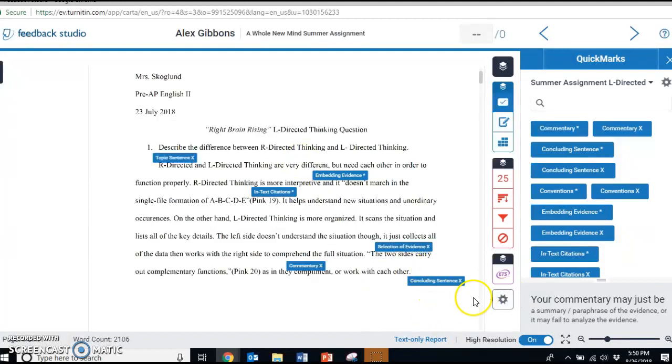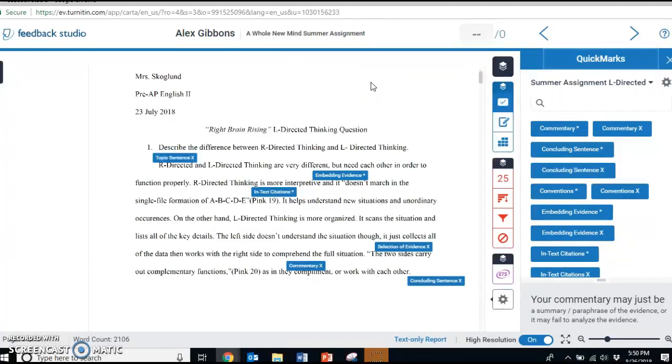I also noticed that your concluding sentence, and I looked in a couple different paragraphs for this, a lot of times just wasn't there, or wasn't very clear that it was the concluding sentence. So make sure we don't just abruptly end the paragraph right after this quote. You want to almost have a repetition of your topic sentence, obviously rephrased, but tying the paragraph and everything back together. So just don't forget that.